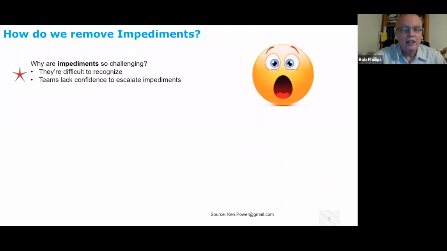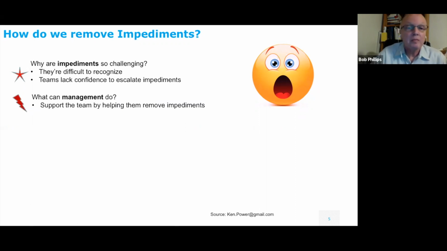So why are they so challenging? A lot of times they're difficult to recognize, and sometimes people might have an impediment depending, like I experienced this quite a bit with my teams in Chennai and Pune, where they don't have the confidence to escalate it. They feel that if they say there's a problem, they're going to be looked down upon and something's wrong. But in essence, there's nothing wrong with teams escalating impediments. What you want to do is find out immediately so you don't get slowed down.